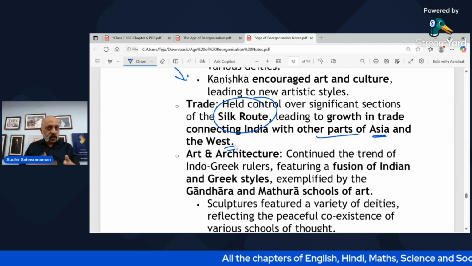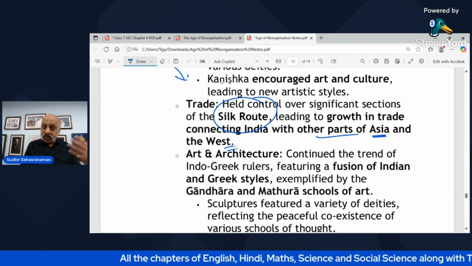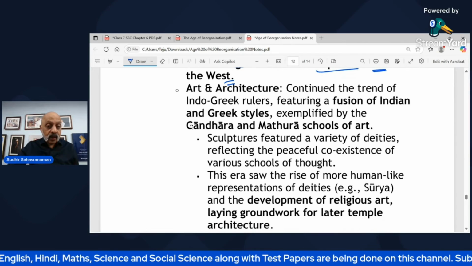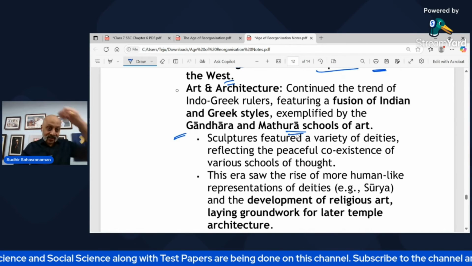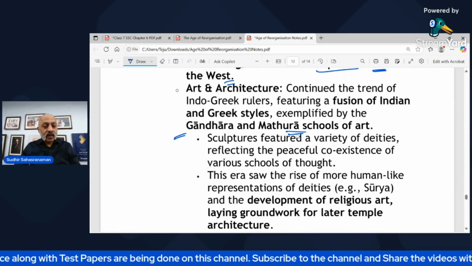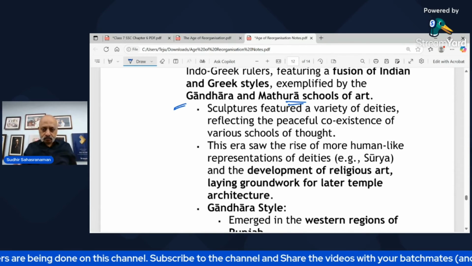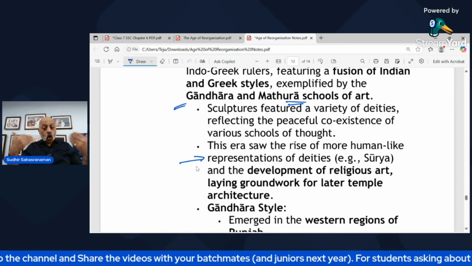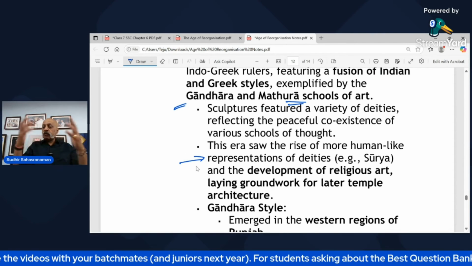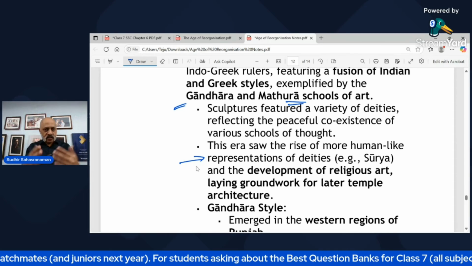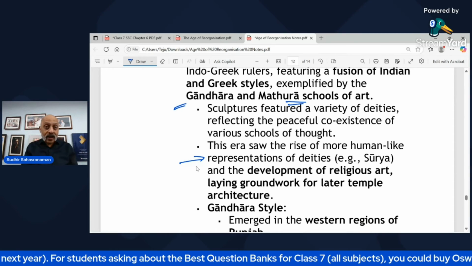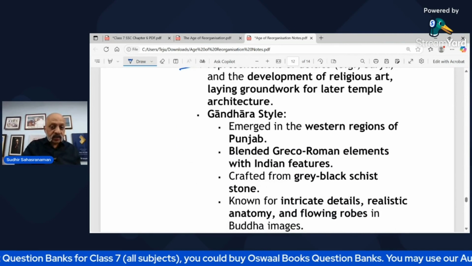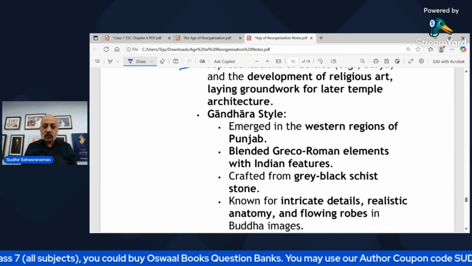The art and architecture, again, was a fusion of Indian, Central Asian and Greek styles. And the examples of that are the Gandhara and the Mathura schools of art. These are examples of what was propagated under Kanishka's rule. There was more human-like representation. This is again something important, that gods were represented like human beings. Whatever you see in today's calendars, photographs, etc., where gods are made to look like human beings, this started during this particular time.